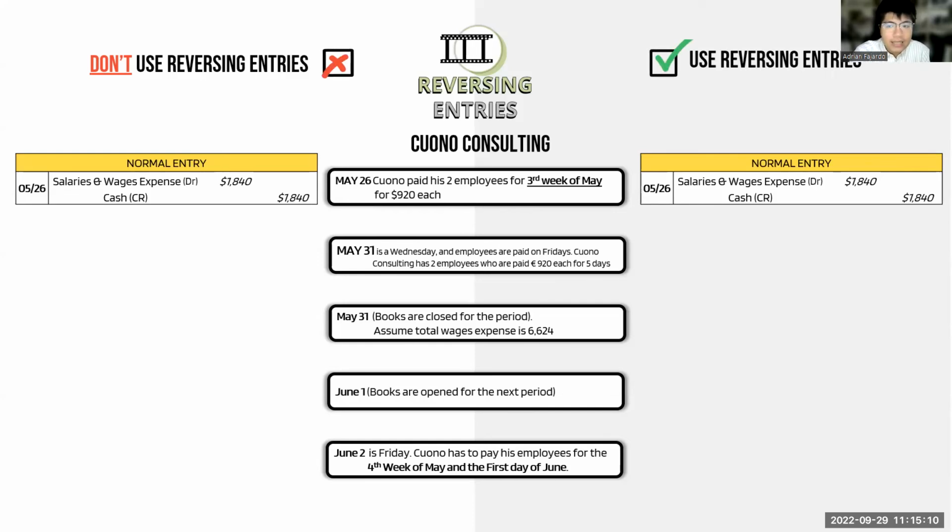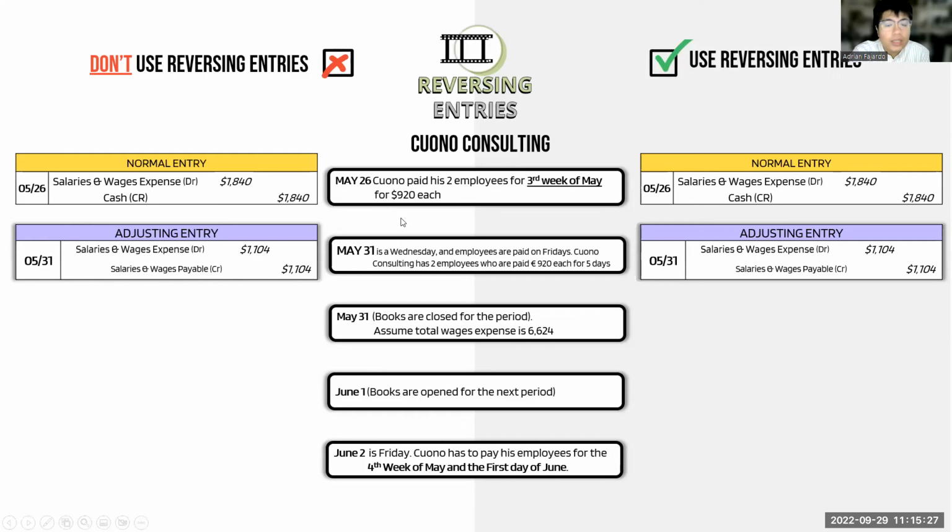Now the complication arises in May 31, wherein the 4th week of May actually was broken down into 2. Na May 31 is a Wednesday, so 3 days lang i-recognize natin na liability. And that was what we discussed in the previous slide. So we know that the adjusting entry for this is that there is an expense of 1,104 debit and a credit of salaries and wages payable of 1,104. So same treatment so far, right? And then finally we close the books.